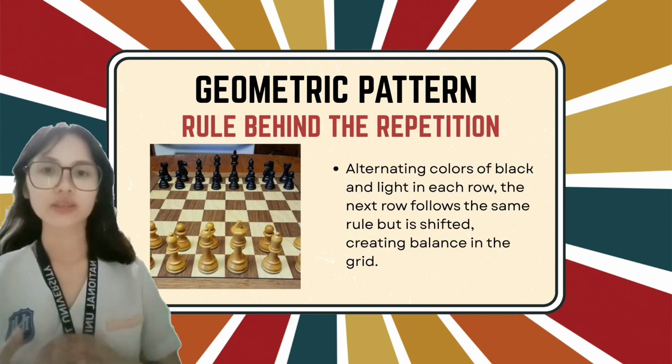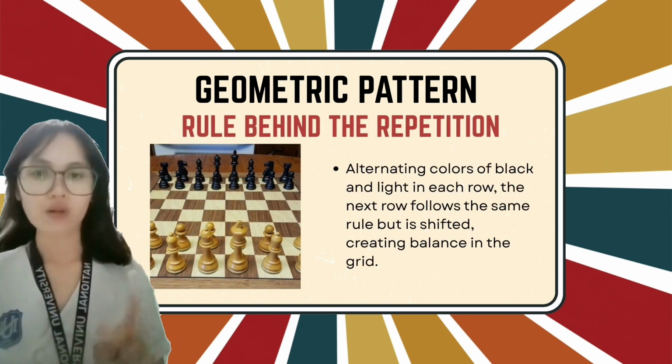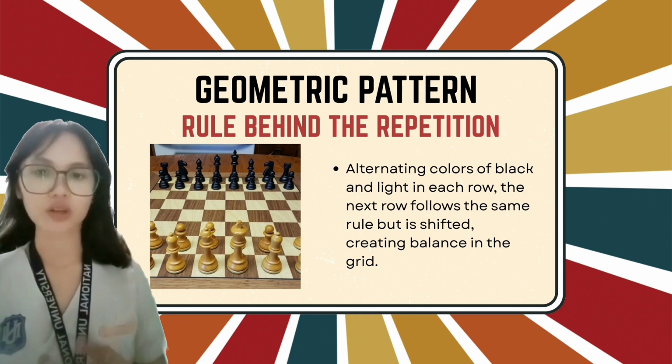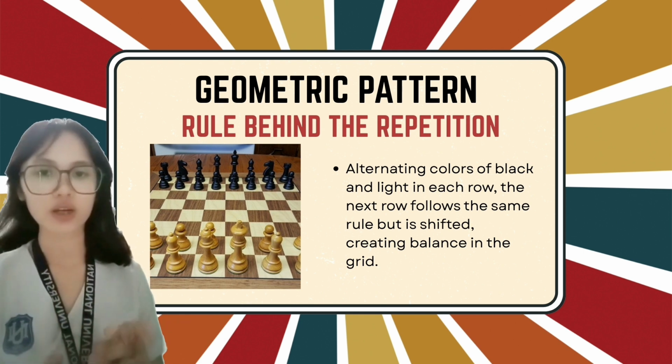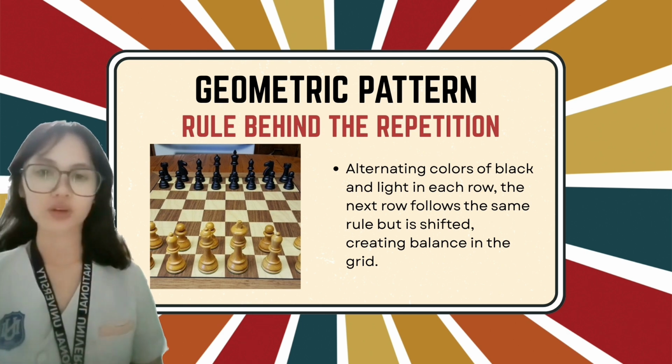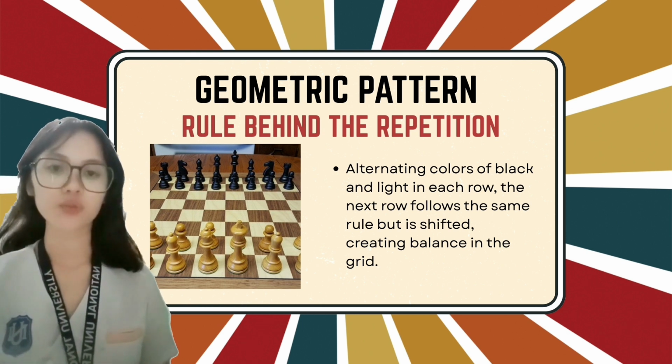The rule is super straightforward. Bawal magkatabi yung two squares na same color. Tsaka every row nag-alternate tapos yung next row ginagawa rin yung rule pero nakashift siya ng konti. Kaya sobrang balance yung buong grid.